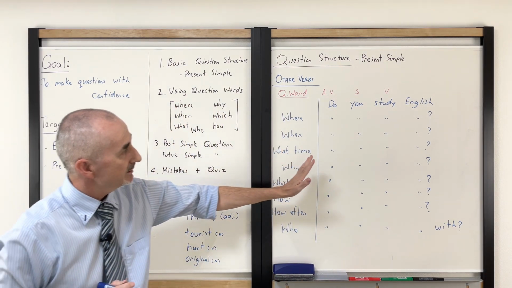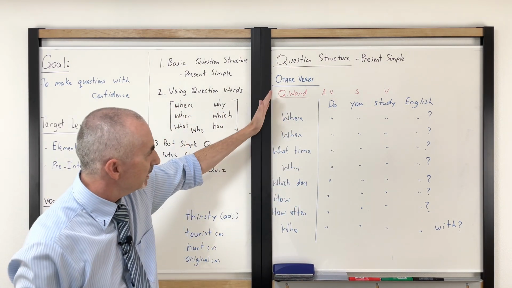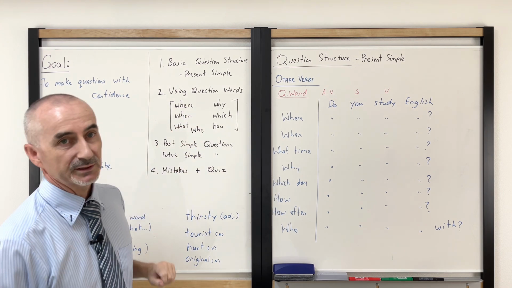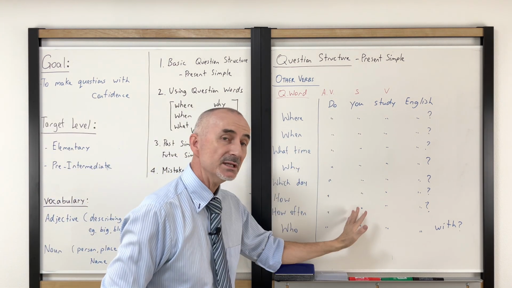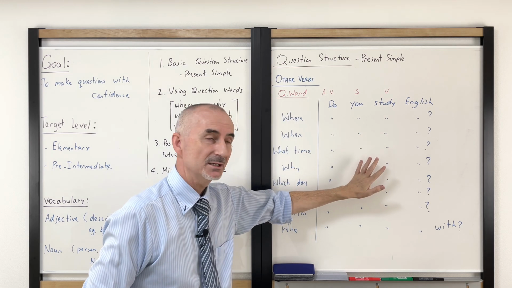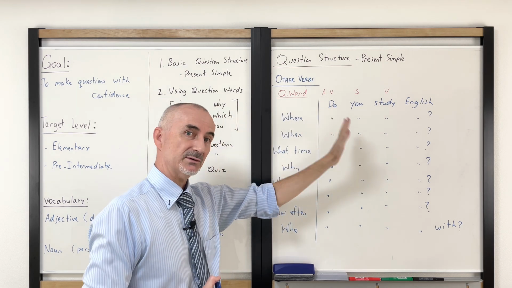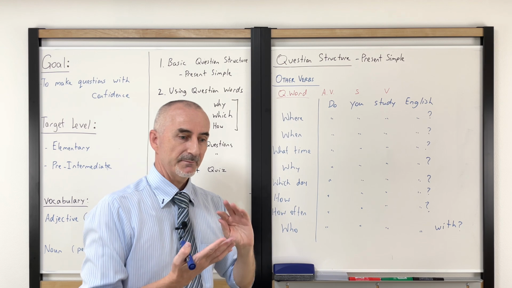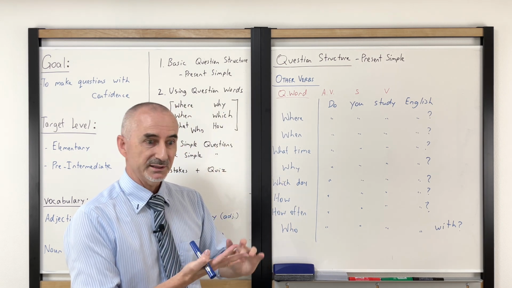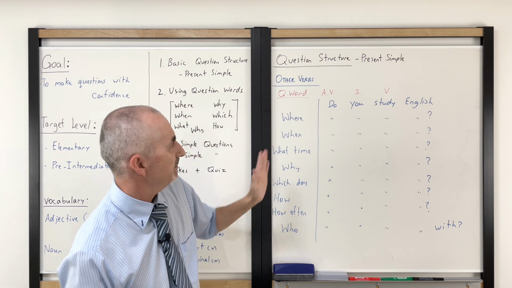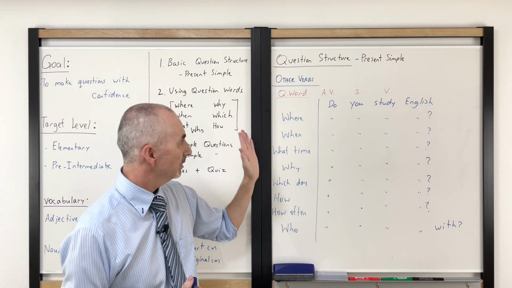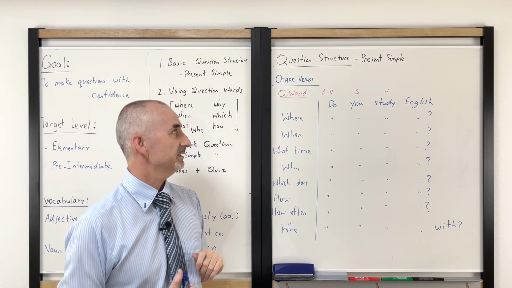So in this case, with this question, we could use almost all the question words, basically all the question words. And the structure here did not change. Just like with be verb, the structure did not change. Are you busy? When are you busy? Why are you busy? Which days are you busy? Same here. Do you study English? Where do you study English? When do you study English?